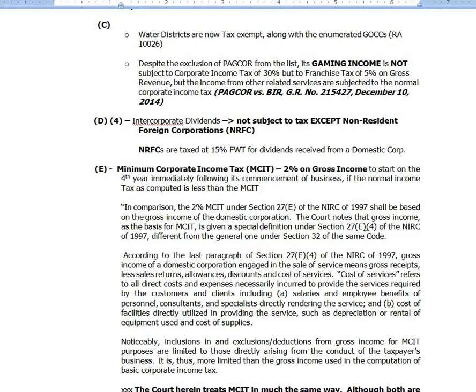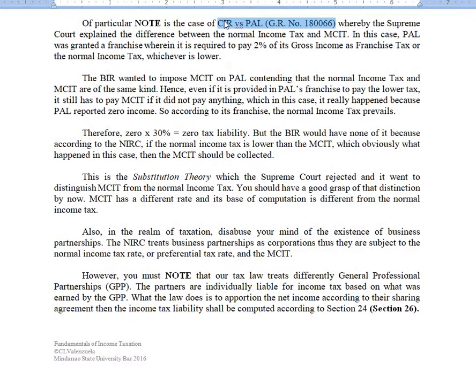There's this interesting case, class, about PAL. It is CIR versus PAL, GR number 180066. PAL, as you know, has a franchise wherein it is required to pay 2% of its gross income as franchise tax in lieu of other taxes proviso, whichever is lower. So PAL has a choice. PAL has to pay 2% of its gross income as franchise tax, or the normal income tax, whichever is lower. It was given a preferential privilege.